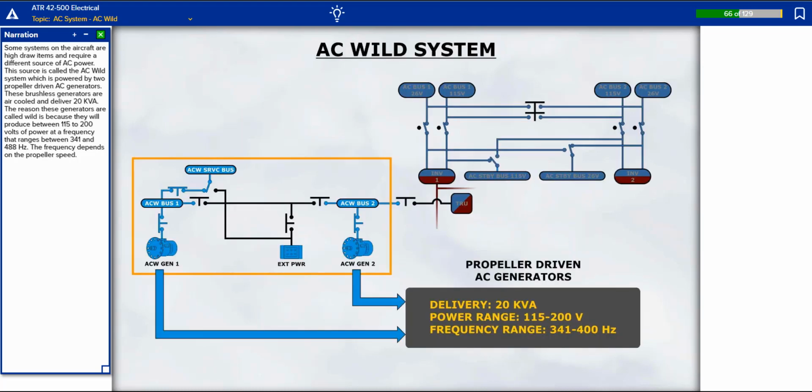Some systems on the aircraft are high-draw items and require a different source of AC power. This source is called the AC wild system, which is powered by two propeller-driven AC generators. These brushless generators are air-cooled and deliver 20 kilovolt amps. The reason these generators are called wild is because they will produce between 115 to 200 volts of power at a frequency that ranges between 341 and 488 Hz. The frequency depends on the propeller speed.